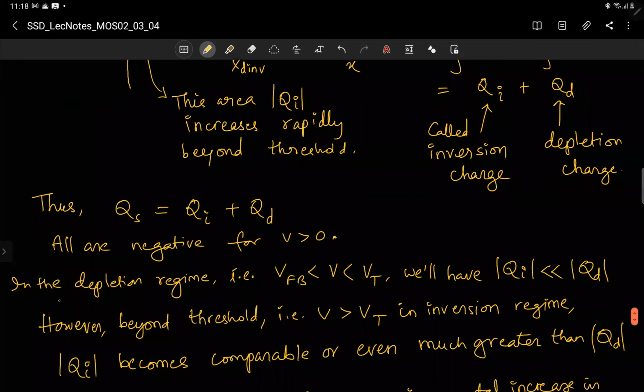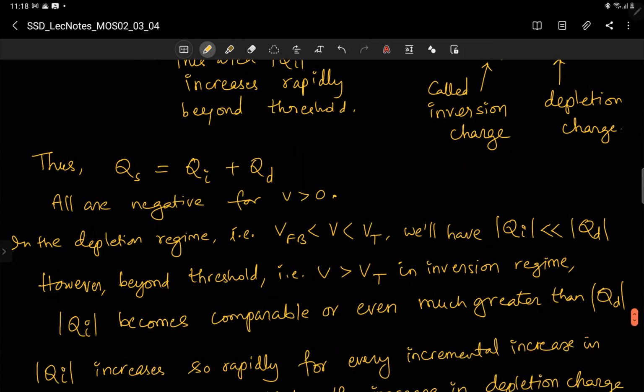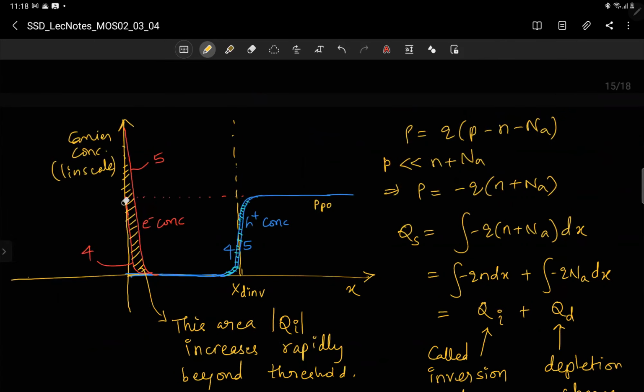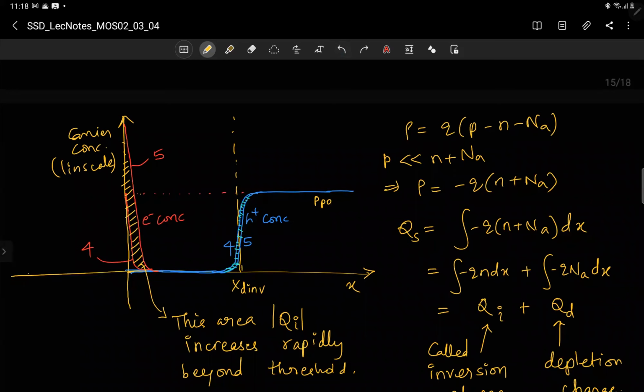In the depletion regime, that is voltage between VFB and VT, we have mod Qi much less than mod Qd. That's what we said. Electron concentration is much smaller. It was negligible compared to the depletion charge. Yesterday we have seen that. So that is this curve 4. If you integrate curve 4, that integration will be much smaller than if you integrate this entire area, because this is PP0, and below that this particular area gives you acceptor charge. So that is much smaller.